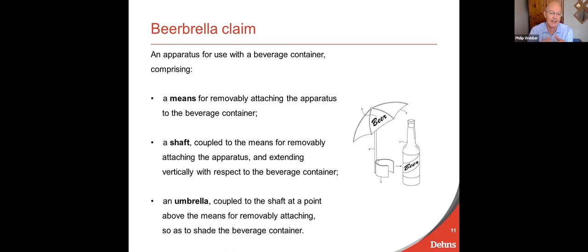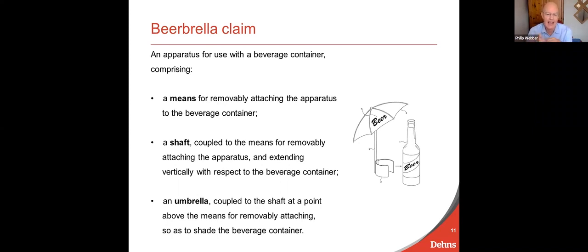And we said it's extended vertically because, if it extended horizontally, then it wouldn't work. It wouldn't shade the beer bottle, would it? And the third feature, an umbrella. I mean, we could have called this a shading thing, but everybody knows what an umbrella is, common term in the art, and so we've used that.